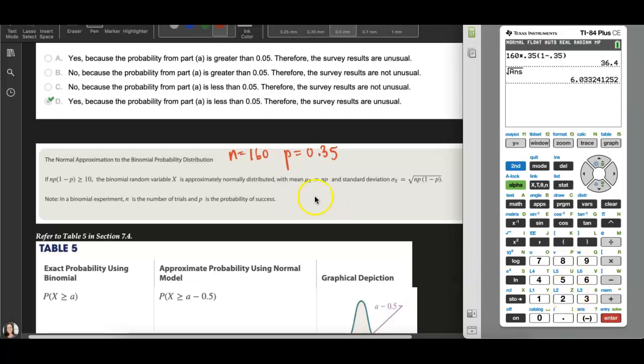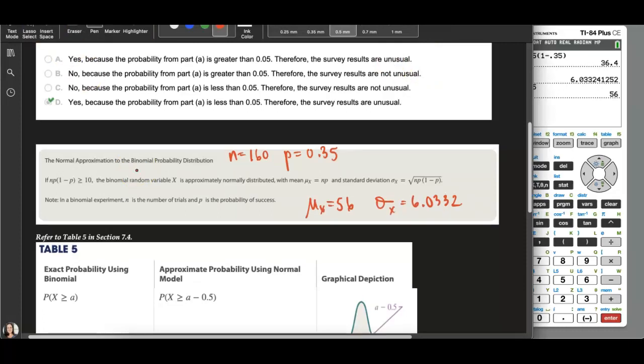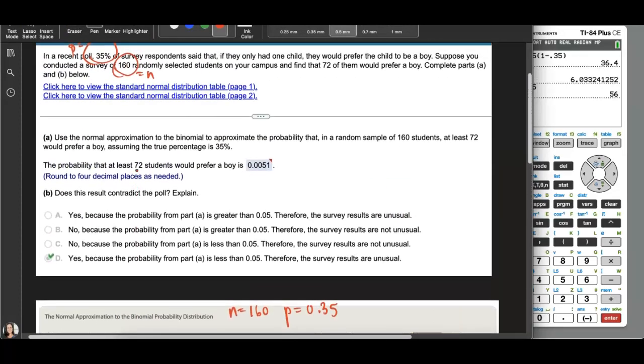And then I also want to find the mean, which is defined as n times p. And I'm going to record these values on my screen. One other thing I want to take note of right here is let's take several of these decimal places. I think I'm going to go to 4 decimal places for the standard deviation just to be safe. Okay, so next we're asked for a particular probability. And here it says the probability that at least 72 students would prefer a boy. Okay, with that other given information that we've already used.